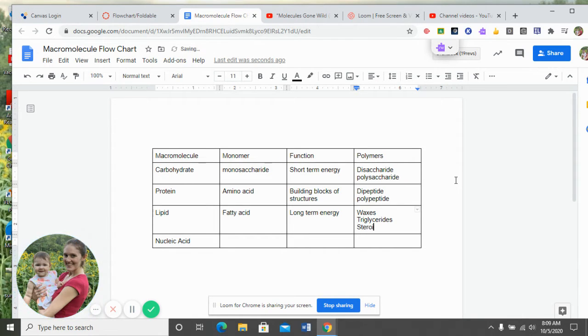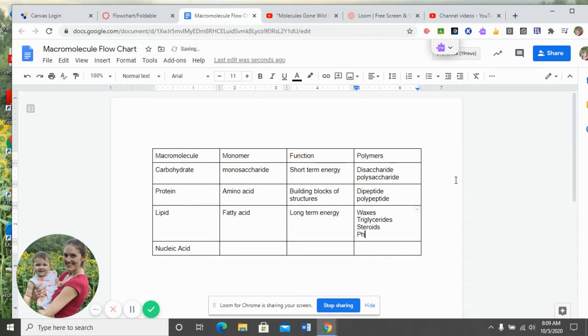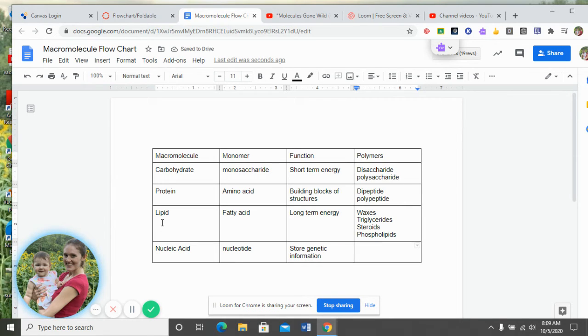Triglycerides, steroids, and phospholipids. Phospholipid was one of your vocab terms. The other ones we hit in the notes. The last one is a nucleic acid, and the monomer is a nucleotide. The function is to store genetic information. And the polymers are going to be DNA and RNA.